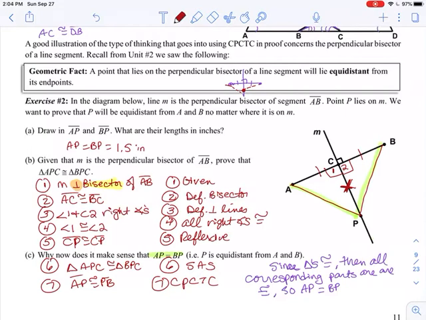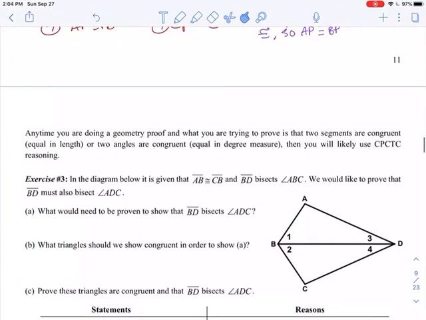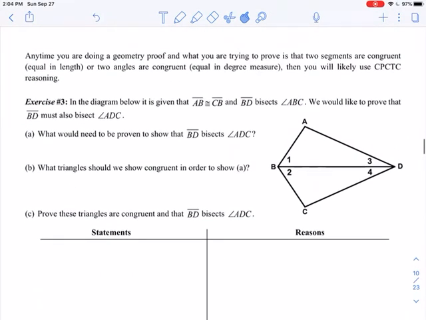So you're doing your normal proof, and then once the triangles are congruent, you can say any of the rest of the corresponding sides or angles are congruent, and the reason is CPCTC. All right, so let's flip over to the second page.